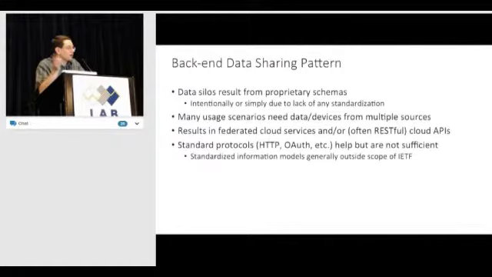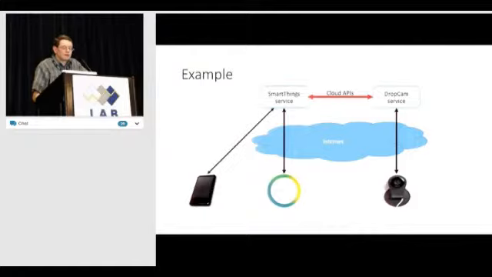So here's an example today where you have smart things on the left and you have a drop cam on the right, and you can have a smart things application running on a smartphone that can access the drop cam specifically because their two cloud services provide communication in between each other.